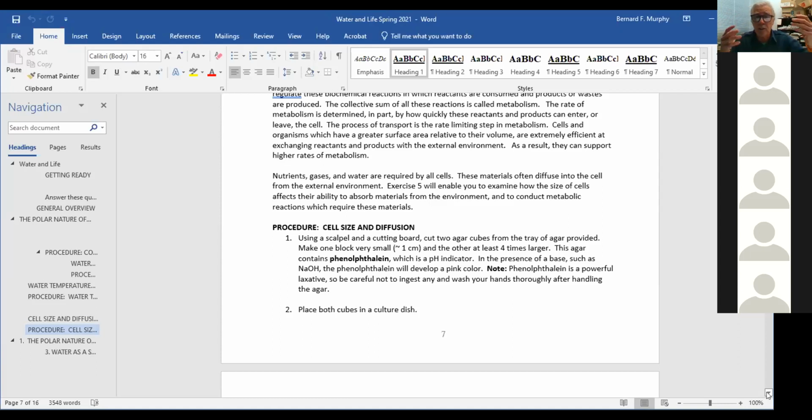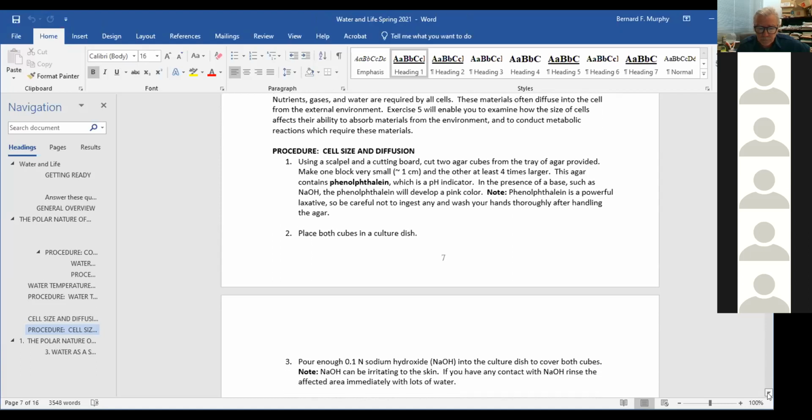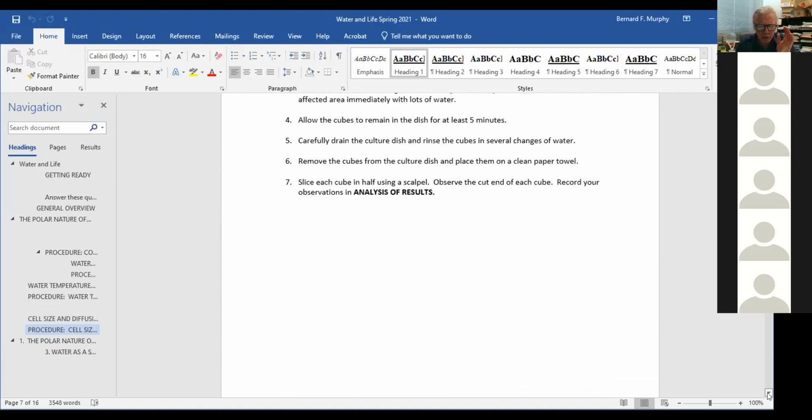So if you had a really big cell, diffusion would be so slow you couldn't get oxygen in fast enough, or nutrients in fast enough, or get waste products away fast enough to keep that cell alive. So cells have to be small, and that's why they're small. And you can show that with this experiment with the gelatin. Any questions about that?